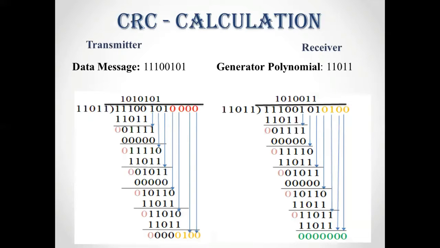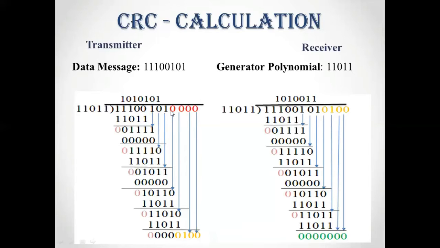If you want to send a message from a transmitter to a receiver, we are going to use a generator polynomial, and here we have the data message, which is 1110010. Both sides will have the same generator polynomial, meaning we have the same generator polynomial value at the transmitter and the receiver. Here the length of the generator polynomial we are considering as 5. Whatever the size, we take 5 minus 1 bits, meaning we get 4 bits here.